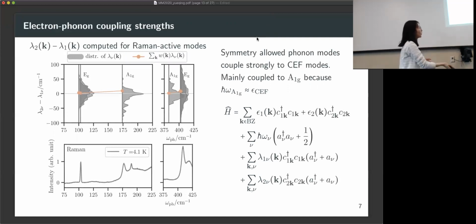On the right-hand side, I'm showing you the second quantized Hamiltonian I'm using for this electron phonon coupling. The first two terms are just the electronic Hamiltonian. C1 dagger C1 and C2 dagger C2 are the creation and annihilation operators for electronic states 1 and 2. Epsilon 1, epsilon 2 are their energies. The next term is the harmonic phonon Hamiltonian. And the last two terms are what we call the first order electron phonon coupling terms. Lambda 1, lambda 2 are just the slopes of what I showed previously on the last page as the electron phonon coupling strength.